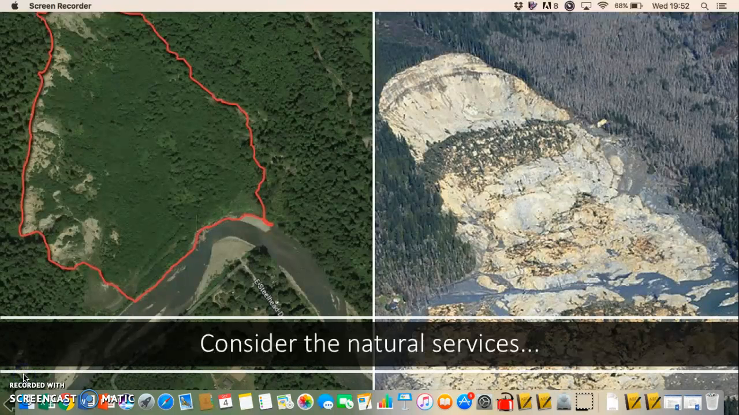So this is my plea for you, really to consider the natural services that ecosystems provide, because we often take them for granted. So this is an image here of a landslide that occurred. So we can see in the beginning, it's covered with green, but there seems to be something happening already at the top.